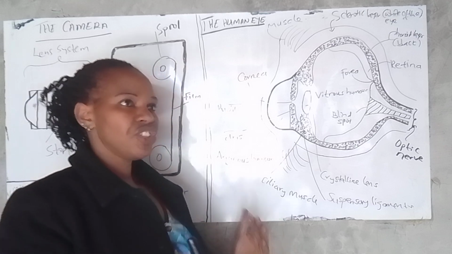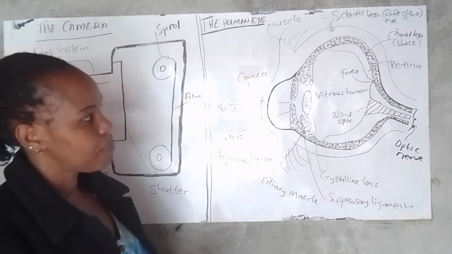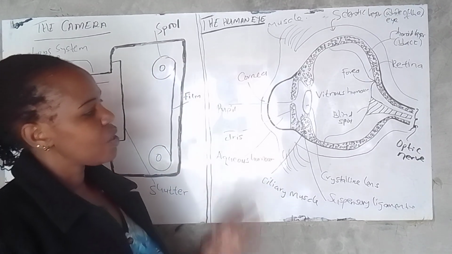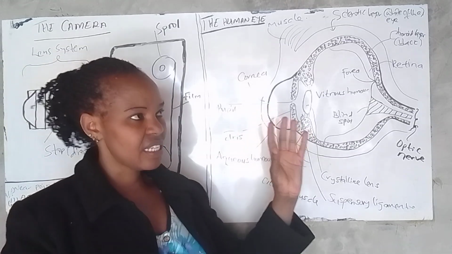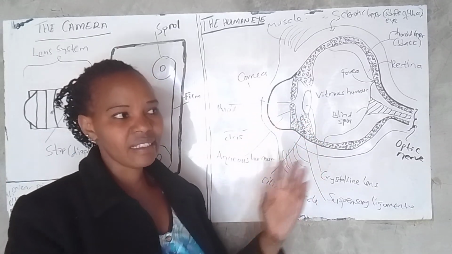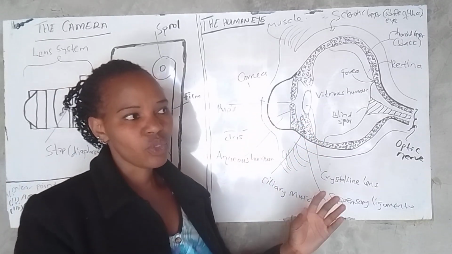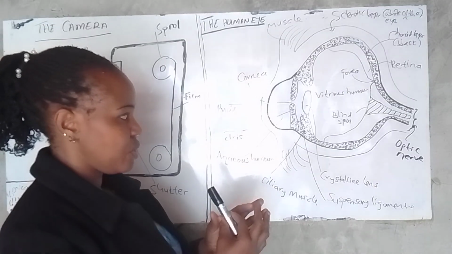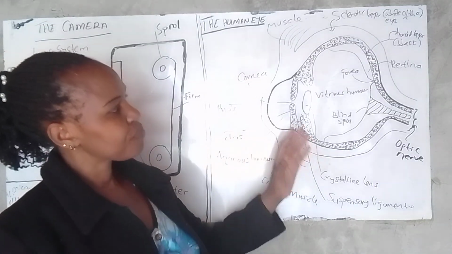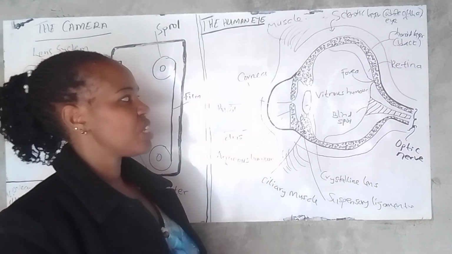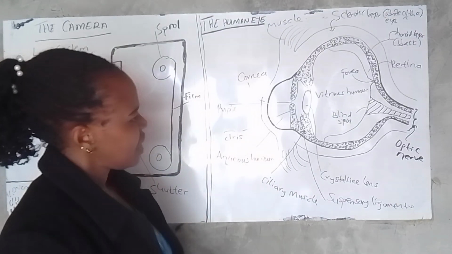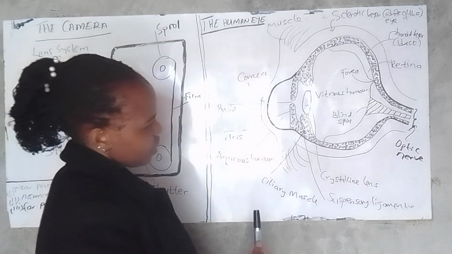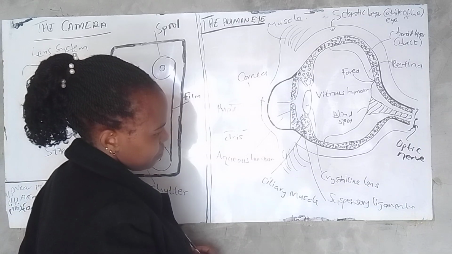Now, they give shape to the eye, and they also hold the lens in its place, so that the lens does not swing about in the eye. They hold the lens in place, and they also give shape to the rest of the eye.